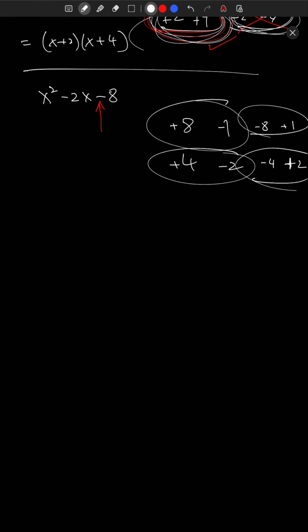Okay, and then I need the sum of these guys to be negative 2, right? So immediately, plus 8 minus 1, not even close to negative 2. Minus 8 plus 1, not even close to negative 2. 4 minus 2 is positive, so that's no good. So it's got to be minus 4 plus 2, all right? And that does work. Minus 4 plus 2 is negative 2. So this guy is (x minus 4)(x plus 2).